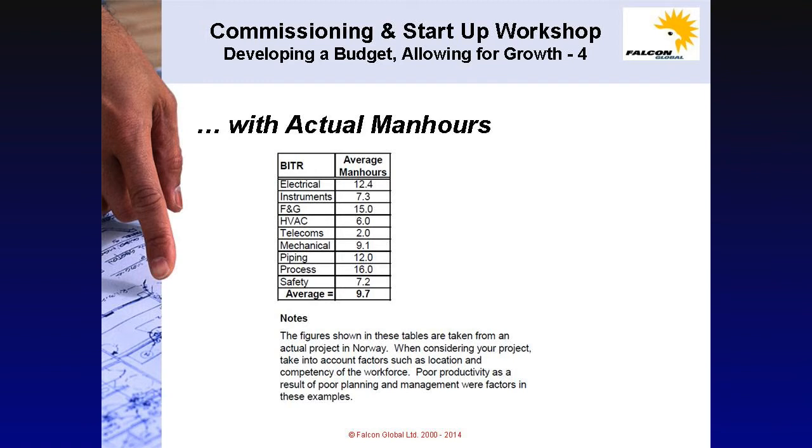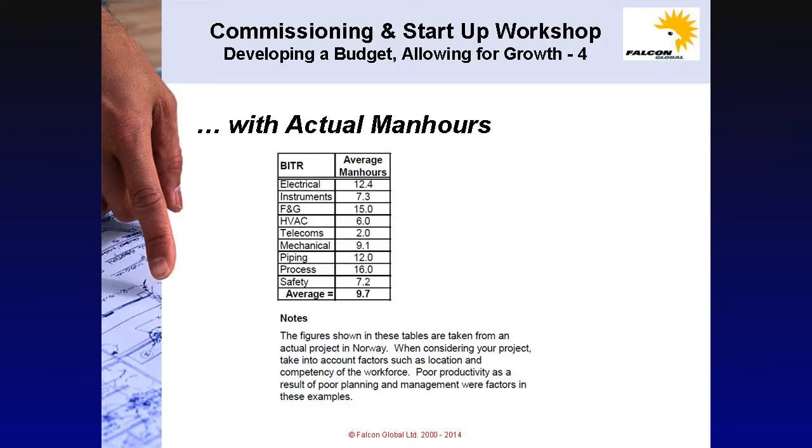And we can see there is an average of 10 man hours per discipline across the range of check sheet disciplines. The actual man hours were taken from a project in Norway which was thought to be poorly performing. Poorly performing because of poor productivity in the workforce and poor management ability to control the workforce.